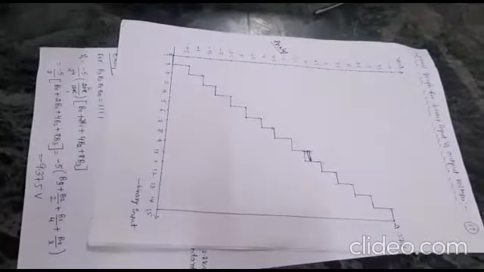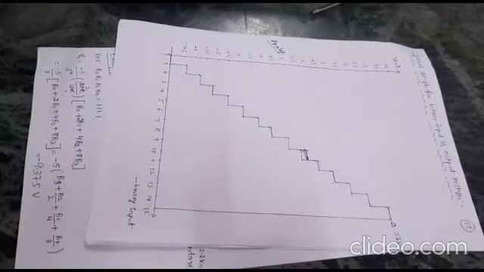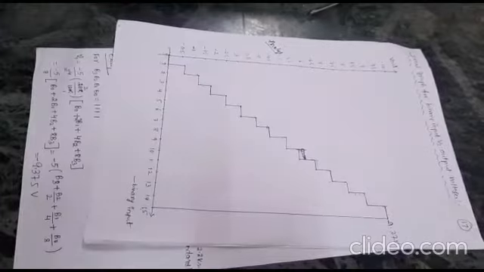So this is how you can produce the analog output from the given digital input using an R2R ladder DAC with the help of an op amp.